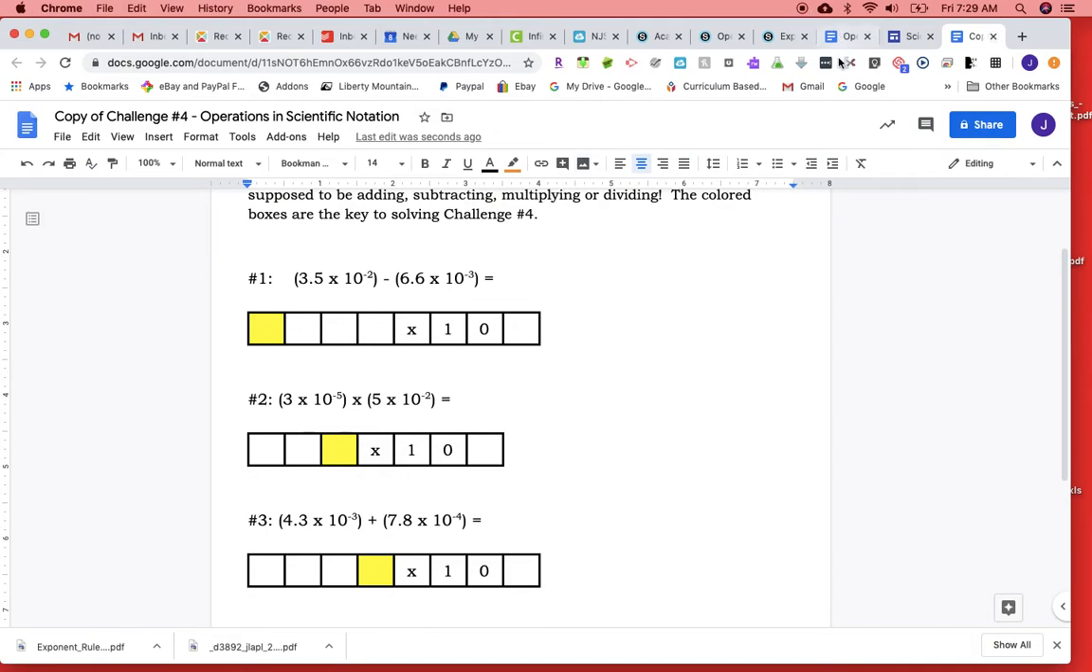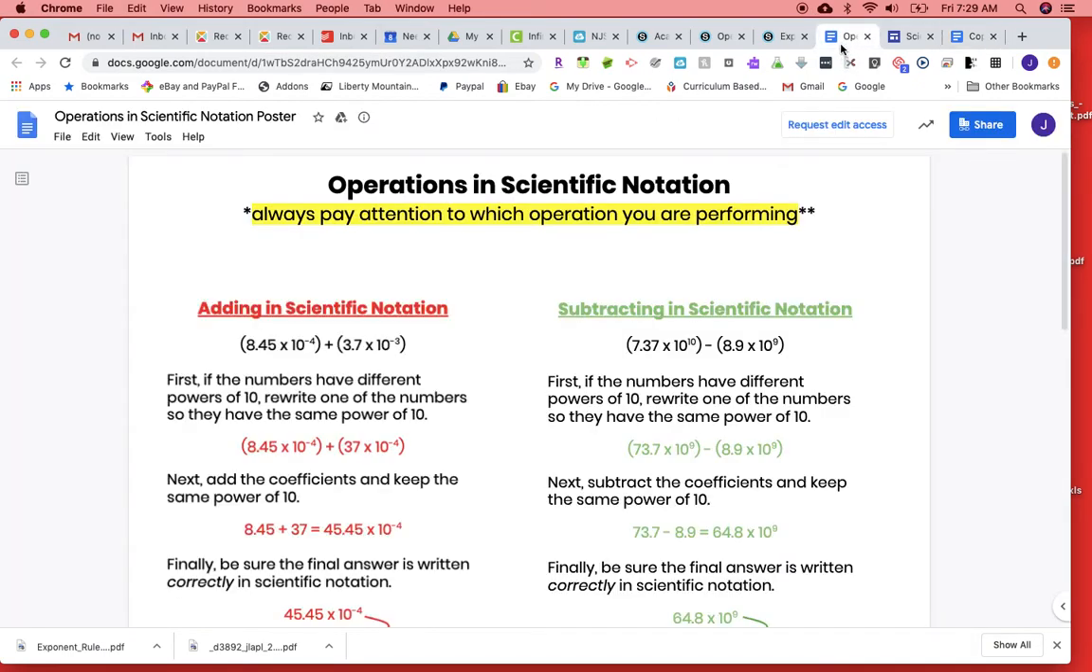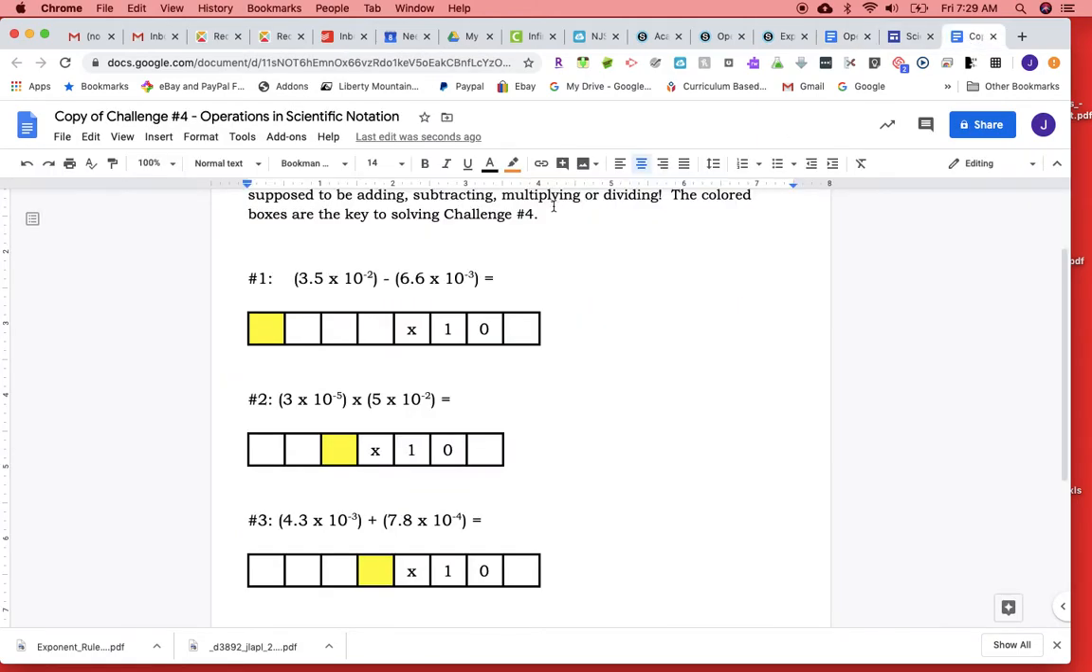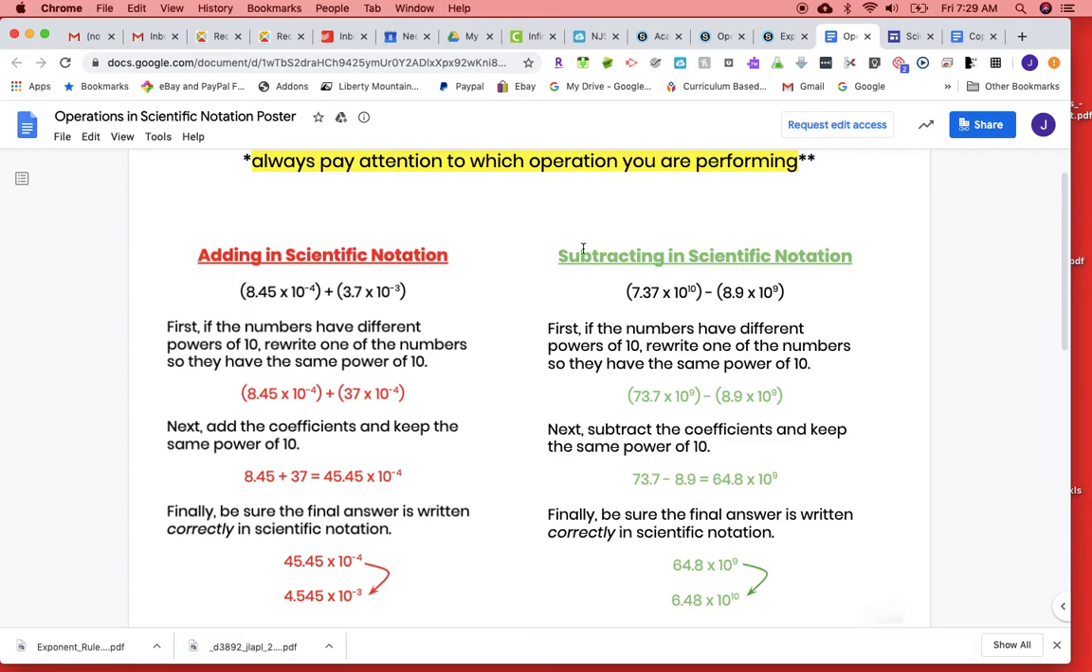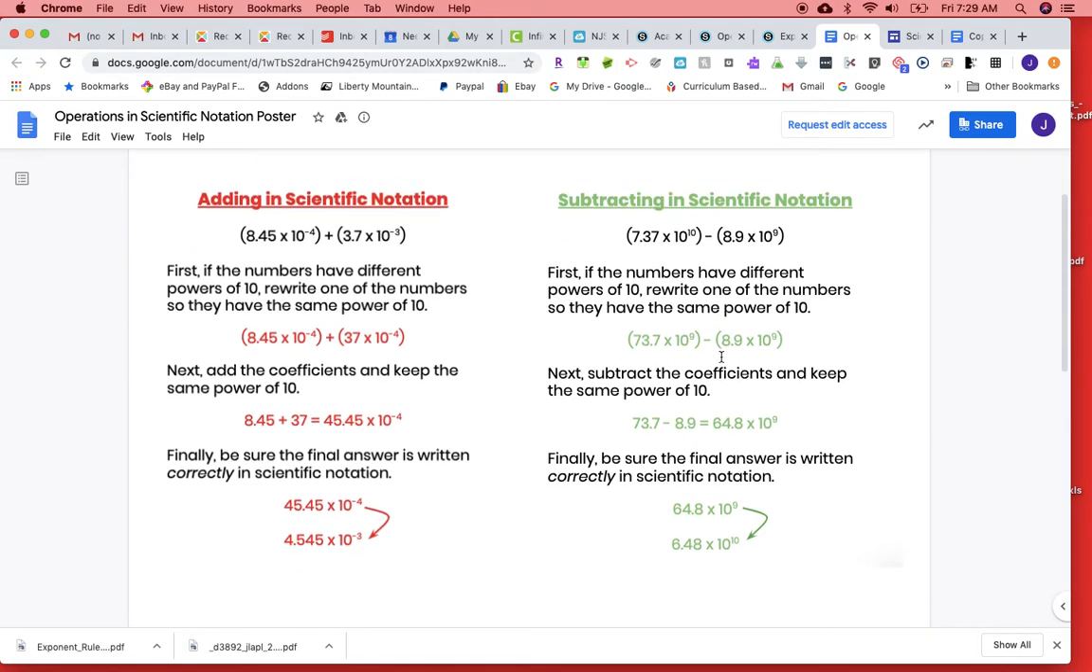So we're going to use our order of operations sheet here. We're looking at our problem, and it's a subtraction problem. We're going to follow this green box here, subtracting scientific notation. It says first, if the numbers have different powers of 10, rewrite one of the numbers so that they have the same exact power of 10. So in this one, they had an exponent of 10 and an exponent of 9. So you need to make these the same.